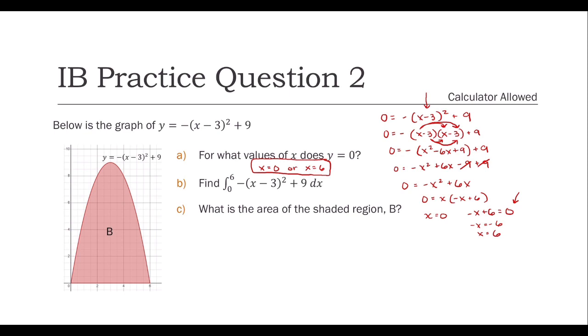Part B says, find the integral from 0 to 6 of negative x minus 3 squared plus 9 dx. So we can go ahead and just enter this into our calculator and find that it equals 36. So that's part B. Then part C says, what's the area of the shaded region B? So to find the area of your shaded region, you would take the integral from 0 to 6 of that function. So your answer to part C is going to be the same thing as part B. So the area is going to be 36 units squared because it's area. And that's it for this question.